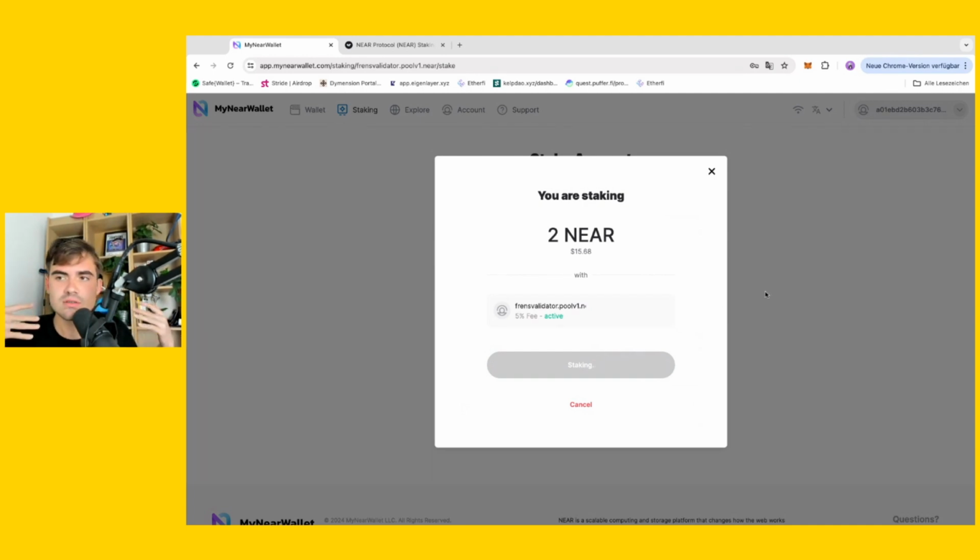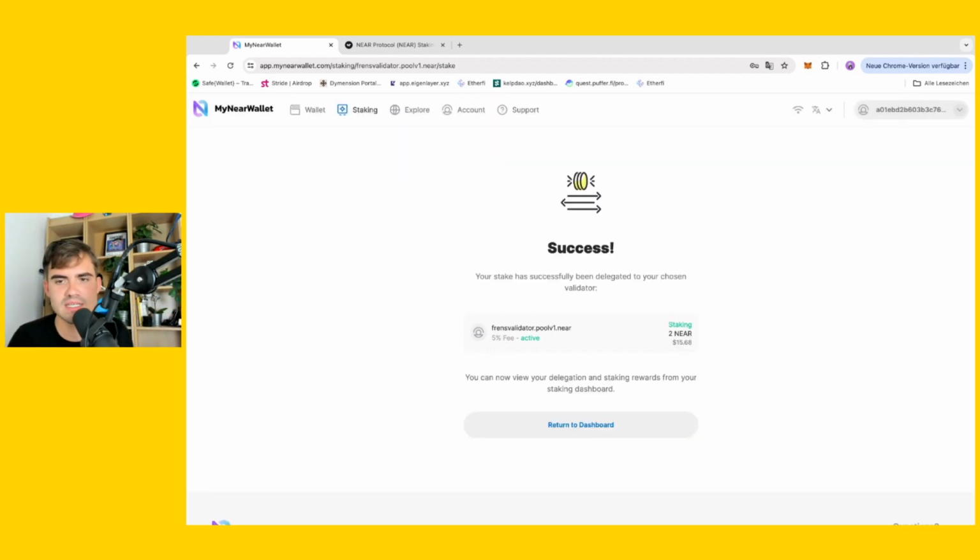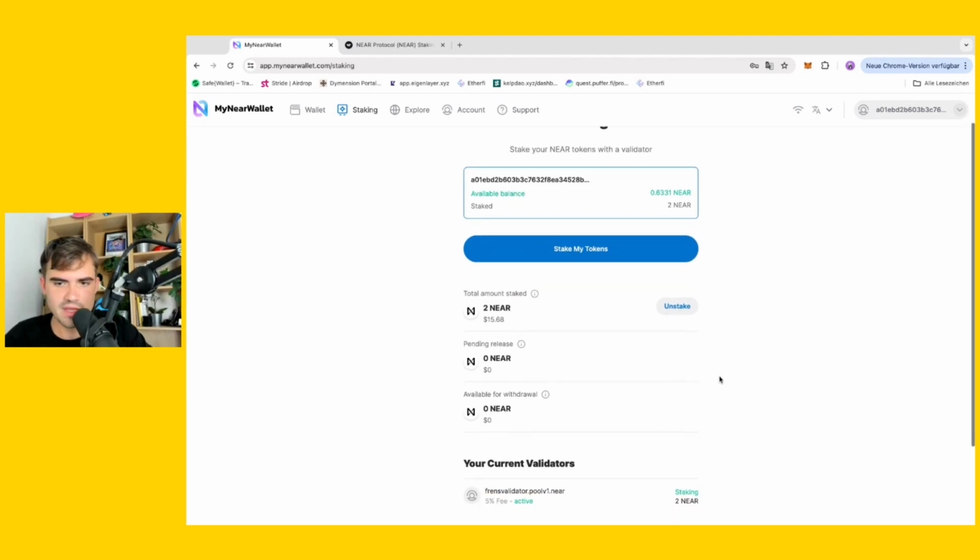Now this transaction takes some time and it was a success. Now I'm successfully staking my Near token with the validator. Let's return to the dashboard, and now you see everything has changed.